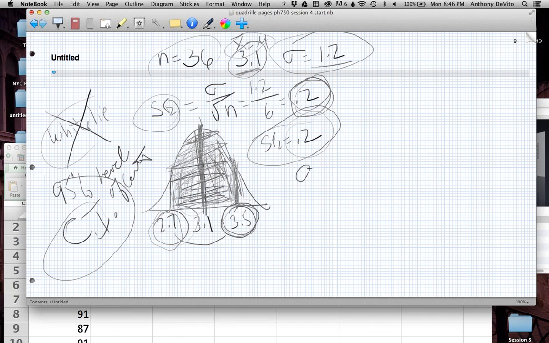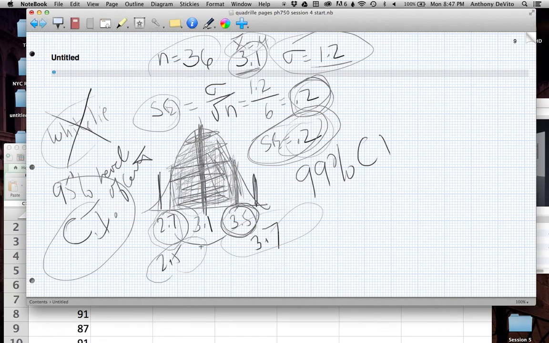What would be your 99% confidence interval? Remember, the standard error is 0.2. What's it going to be? 2.5 to 3.7. Right, exactly. That's going to be wider. What's our 90% confidence interval? Exactly right. Thank you again. All right, you're on the ball tonight.